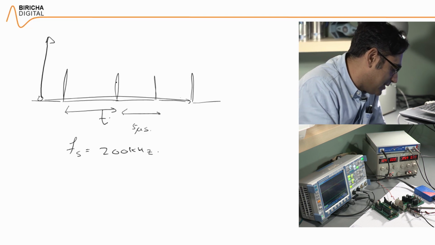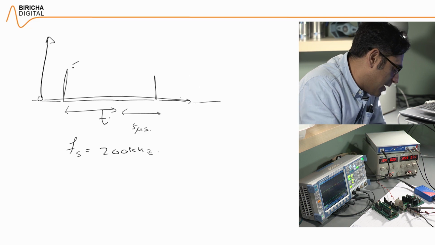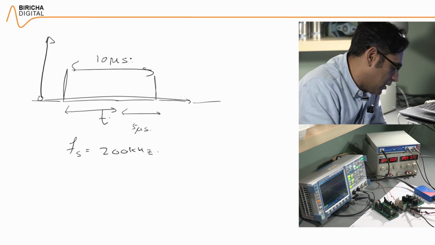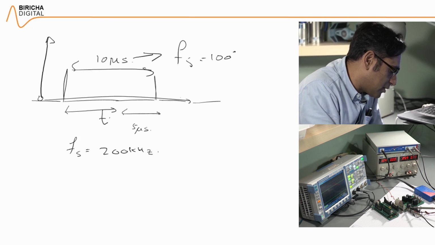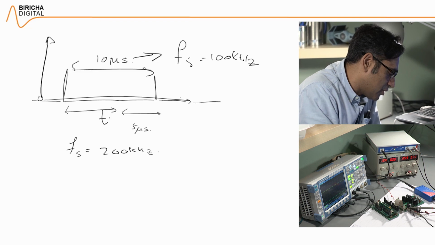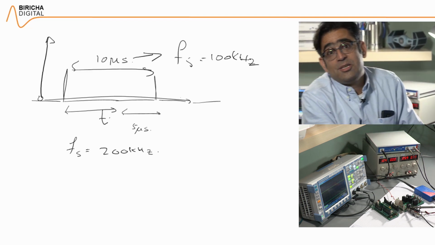So I can actually delete this one. And let's say delete that one. Then from here to there, that will be 10 microseconds. Therefore, my switching frequency will be 100 kilohertz, and I reduce my switching losses. You can do this in analog, and you can do this in digital.